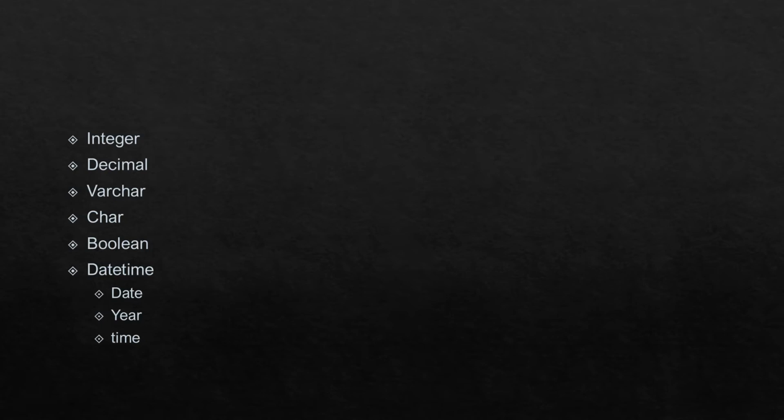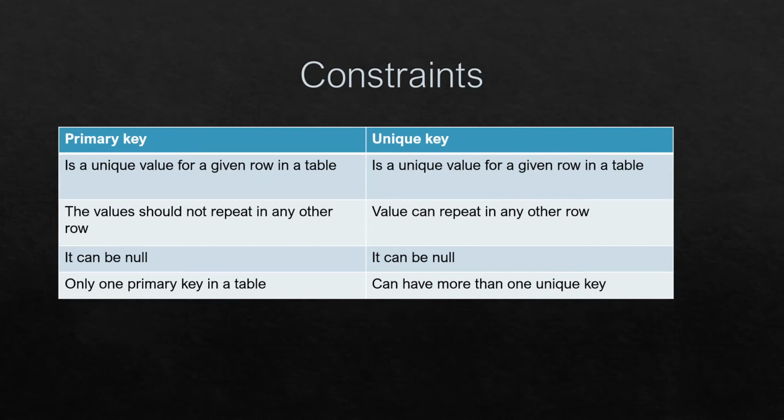The other important thing which I want to discuss is constraints. There are constraints like primary key, unique key, not null, check, and foreign key. In this video, we'll discuss primarily two things: primary key and unique key. Not null and foreign key are also very important constraints which we are going to discuss in upcoming videos.